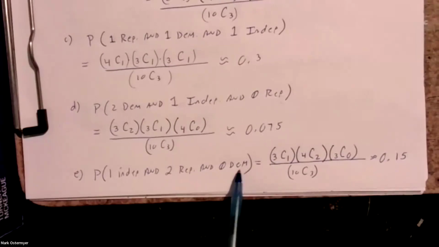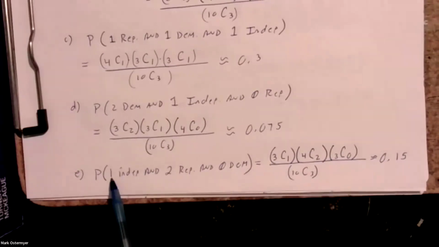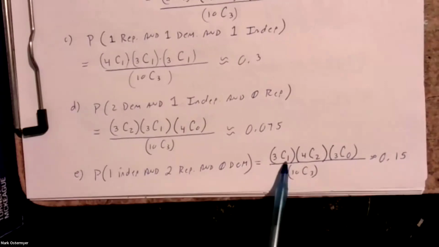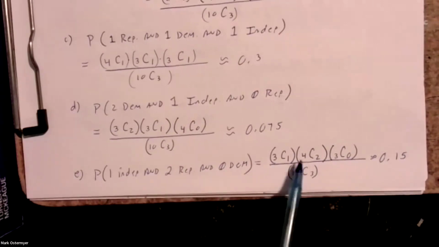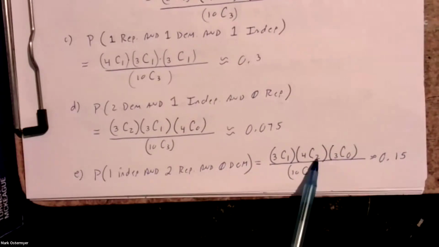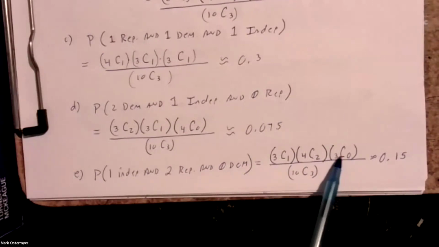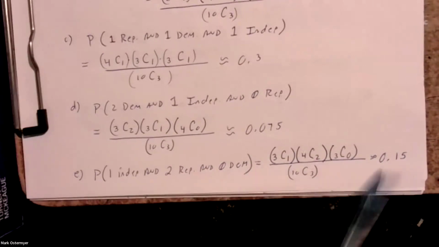How many ways from 3 independents can I choose one if order doesn't matter? 3 in combination with 1. Times from 4 Republicans available, how many ways can I choose 2 of them if order doesn't matter? 4 in combination with 2 ways. Times of the 3 Democrats available, how many ways can I choose none of them if order doesn't matter? 3 in combination with 0 ways. Divided by 10 in combination with 3. 0.15 is the last probability.